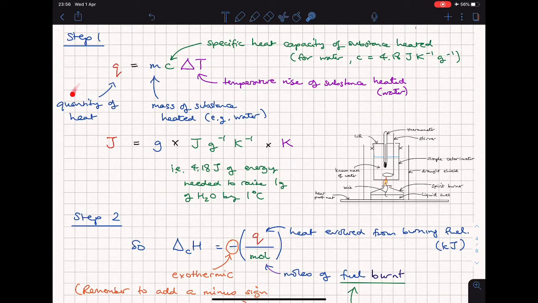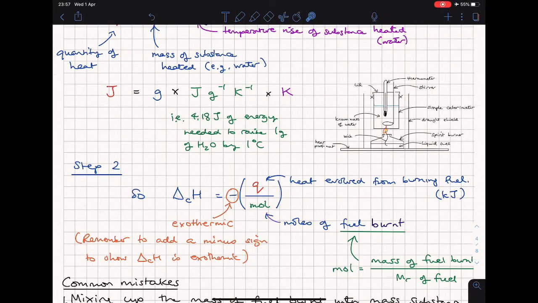Now that we've got the quantity of heat that's gone into the water from burning the fuel, we need to work out how much fuel is burnt and convert it to moles, and then divide the quantity of heat by moles to give us the enthalpy of combustion of the fuel. So once we've divided the quantity of heat that's gone into the water by the moles of the fuel burnt, we must remember to put a minus sign in front of it, as enthalpy of combustion values are exothermic. So we must have a negative value for enthalpy of combustion.